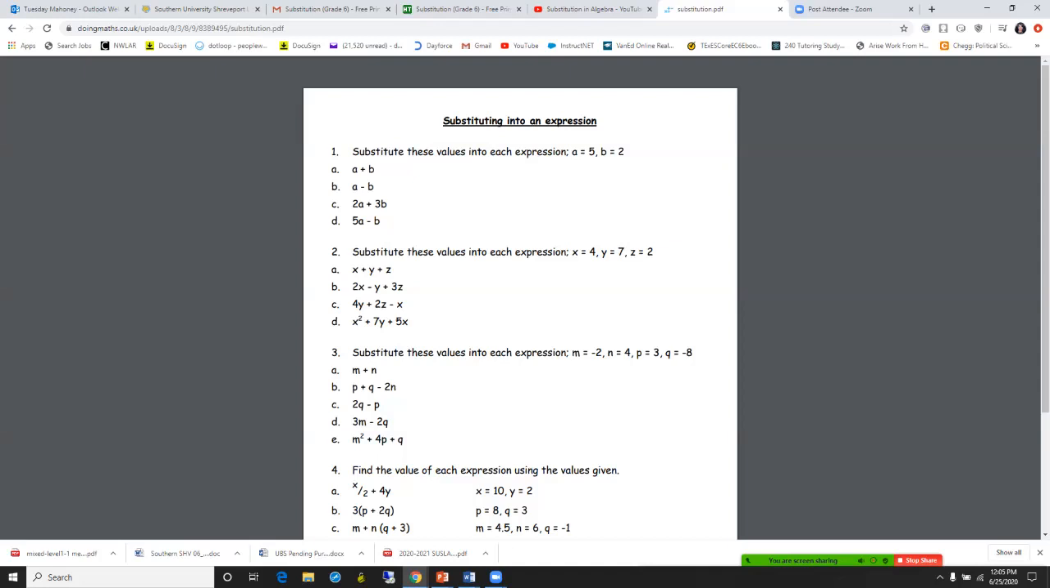Let's look at D. On D, we have 5A minus B. So it's a little different. We have 5A, which is going to be 5 times 5, which is going to give you 25. And you're going to substitute your B as 2. So you're going to subtract 2 from 25. And so 25 minus 2 is going to give you 23.